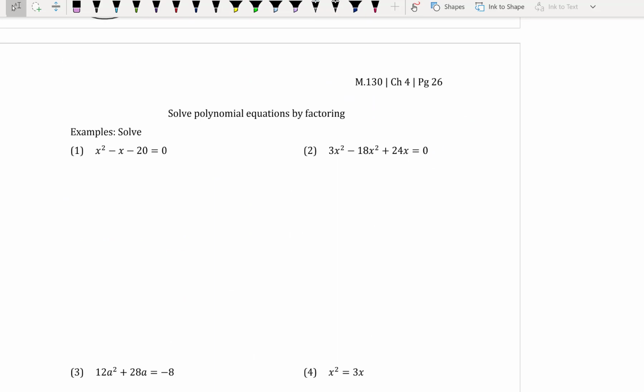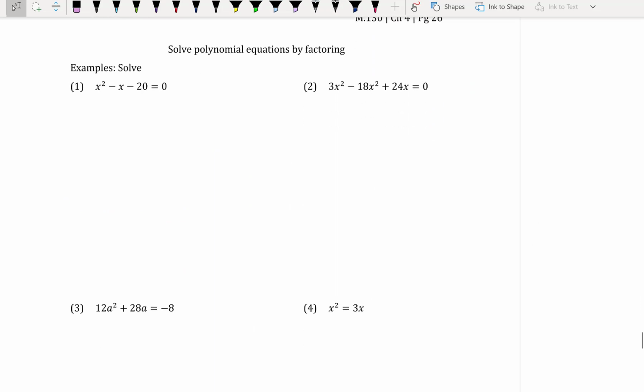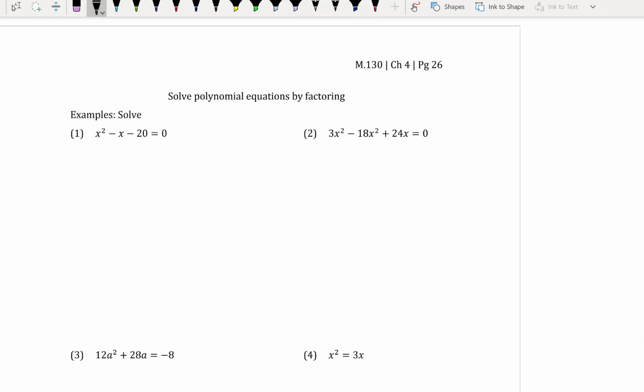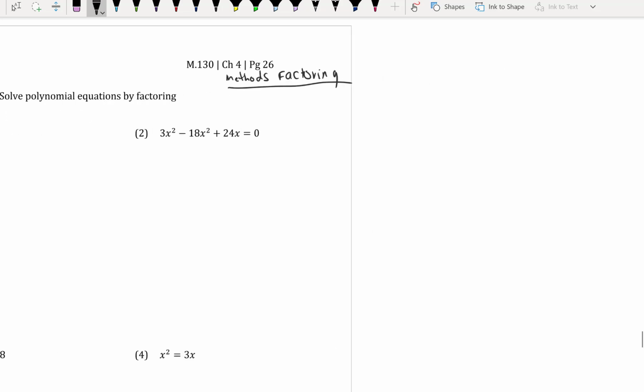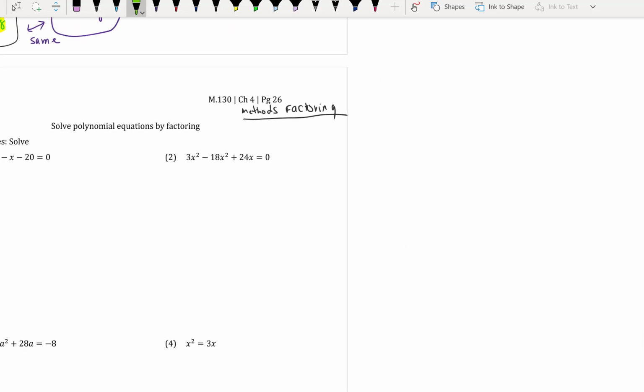Alright, so now it says solve polynomial equations by factoring. So here you can use a variety of skills and patterns that we've used. Some of the things that we've used is, you know, when the leading coefficient is 1. So I guess for methods for factoring, we have a few, right? I'm just going to write it over here on my scratch paper.